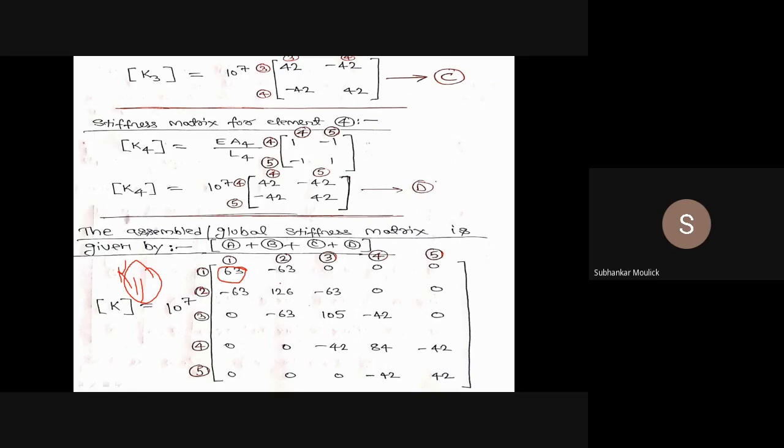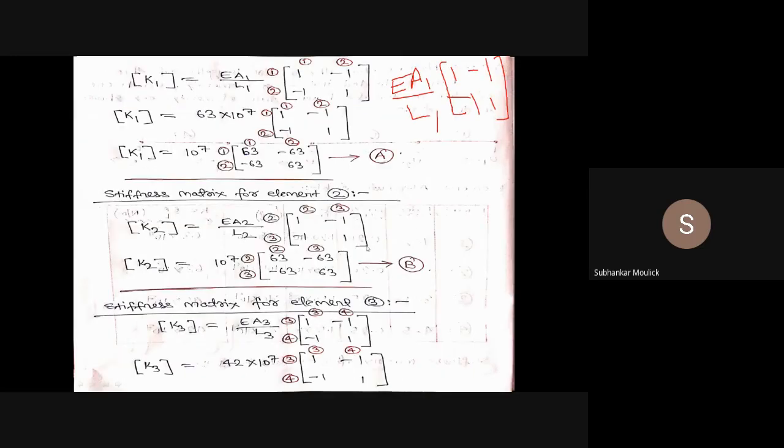Similarly, you need to find, say, this particular element, that means K22. K22 means I have to find the second row and second column value from equations A, B, C and D. Let us find out. So from equation A, the 2-2 entry is how much? It is 63. From equation B, the 2-2 entry is how much?